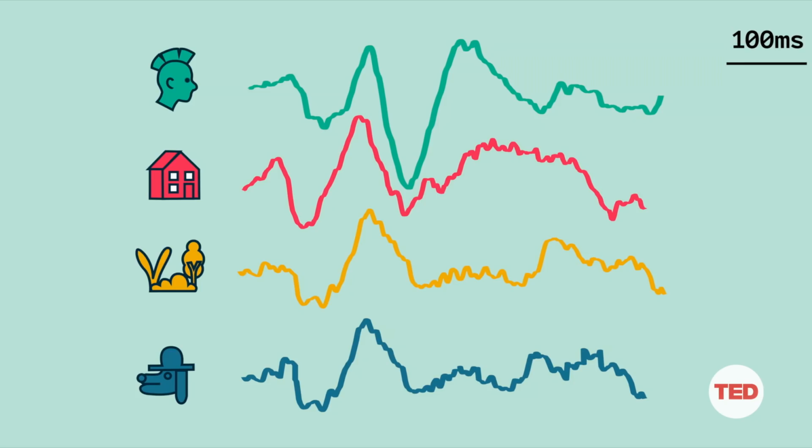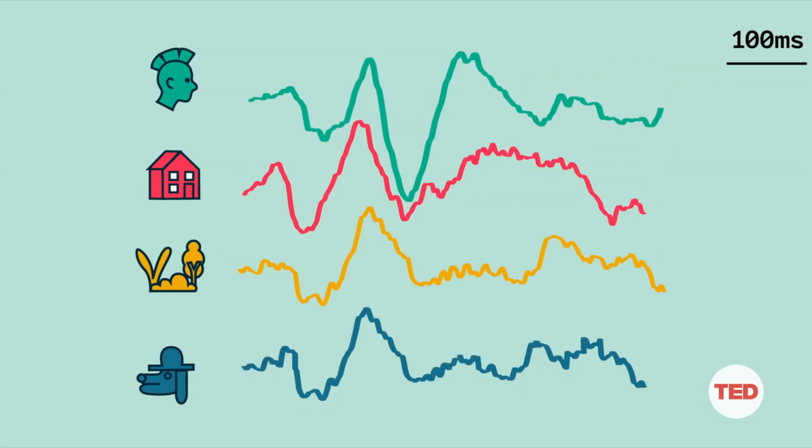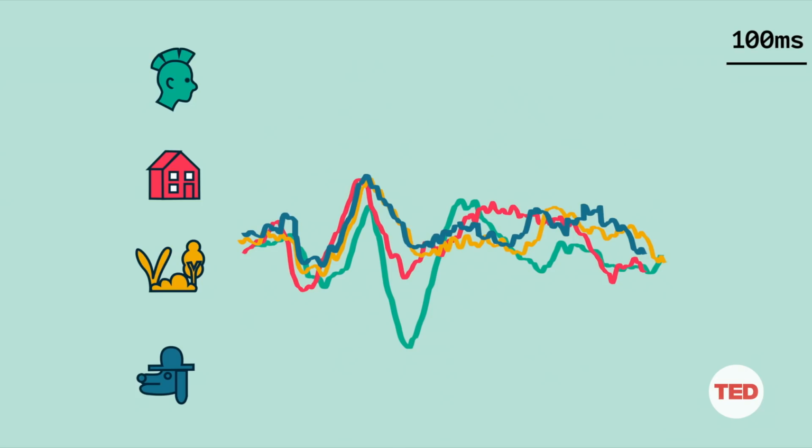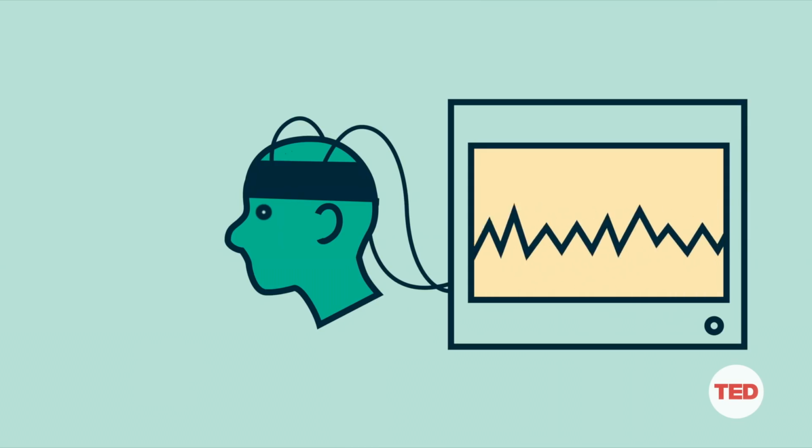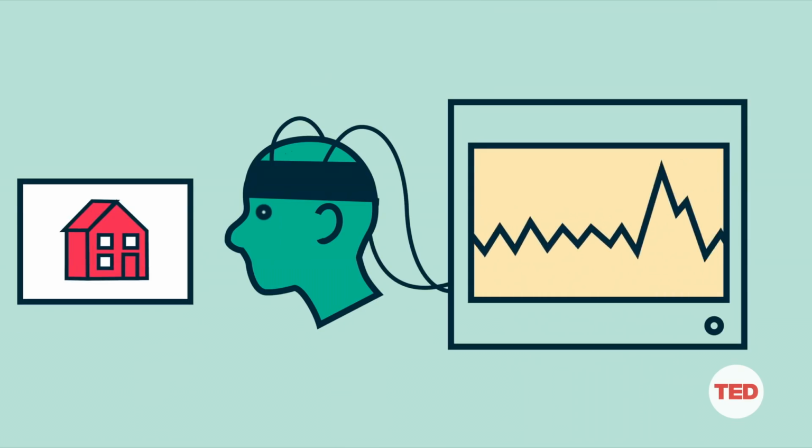Now the signals all still look pretty similar. Let's take a closer look. About 100 milliseconds after the image comes on, we see a positive bump in all 4 cases. And we call this the P100. And what we think is that this is what happens in your brain when you recognize an object.